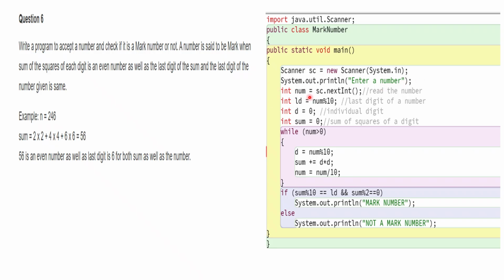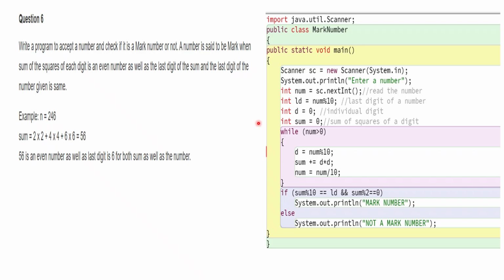int num = sc.nextInt(). So far, so clear how you will read a number. Now, just try to store the last digit of this number as one variable, ld (last digit), is equal to num modulus 10. See, any number, if I divide by 10 and take the remainder of it, it will give me the last digit. So I will take this as last digit.